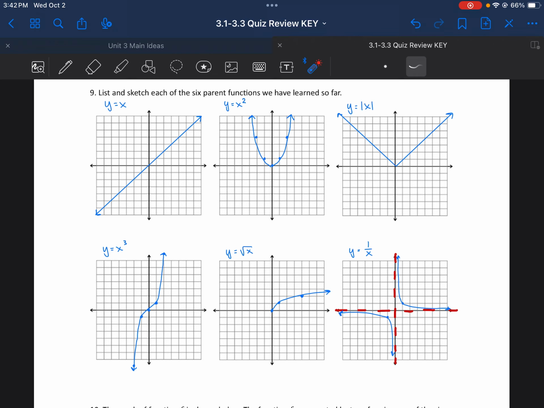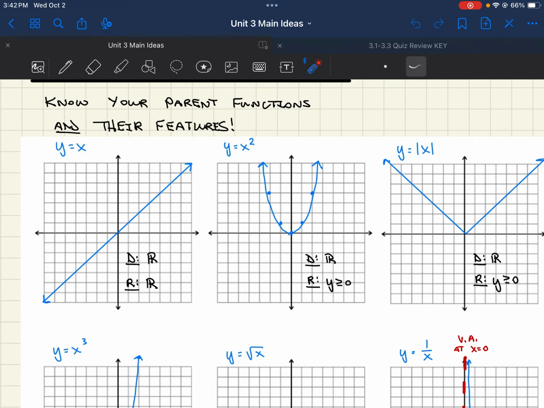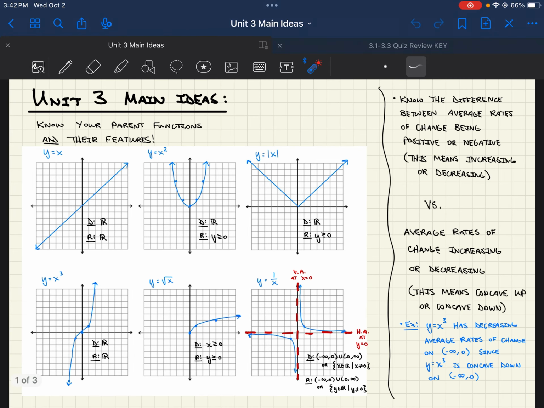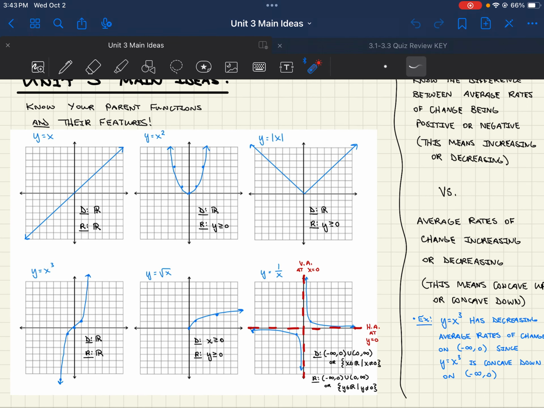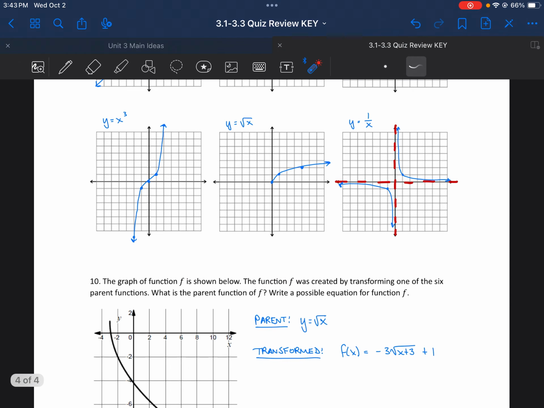All right, number 9. List and sketch each of the 6 parent functions we've learned so far. So here is a sketch of each one. On the main ideas document, I also included the domain and ranges of each of the 6 parent functions.